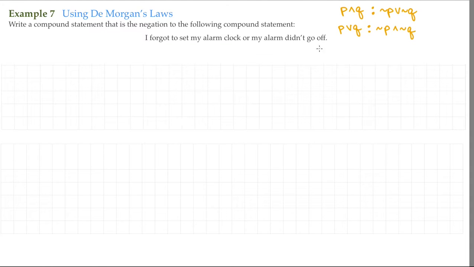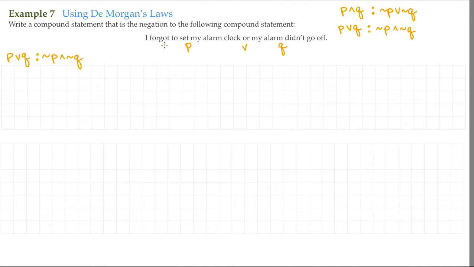So the first thing we're going to do is pinpoint where the simple statements are in here. You can see I forgot to set my alarm clock, or my alarm didn't go off. So it seems as though we have P or Q. So for P or Q, its negation is going to be not P and not Q.